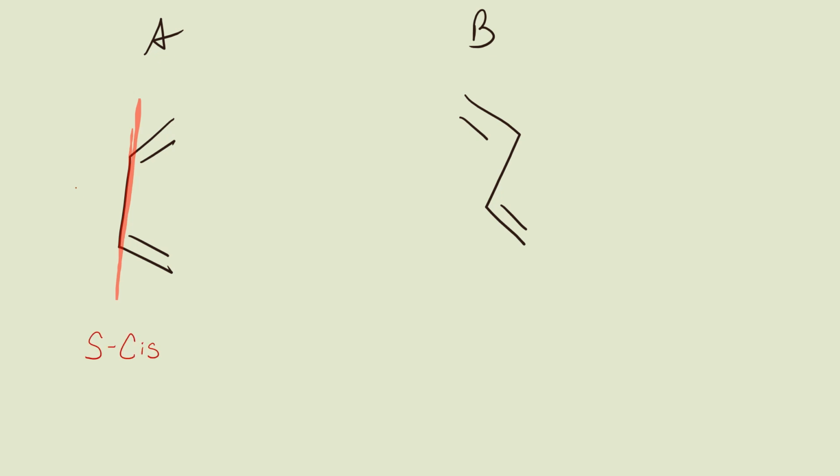If we look at structure B and do the same thing, we'll find that the double bonds are on opposite sides of the single bond. This gives us an S-trans conformation. Unlike stereoisomers, conformations can interconvert. If this cis molecule rotates here, it'll become the S-trans conformation.